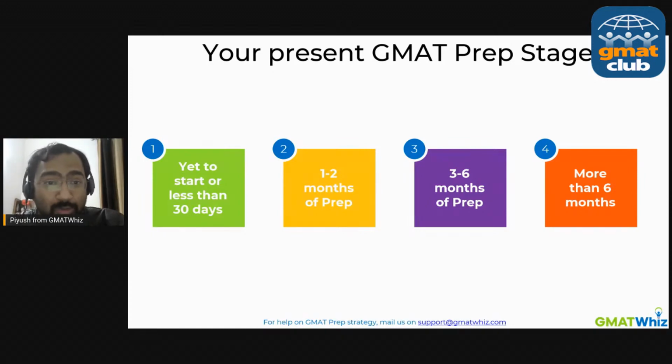Are you someone who is yet to start your prep, or you have started and it has just been less than 30 days, less than 1 month? Or are you someone who has been doing your prep for 1 to 2 months now? When I say prep, I mean GMAT preparation. And are you someone who has been preparing for 3 to 6 months, or for more than 6 months?